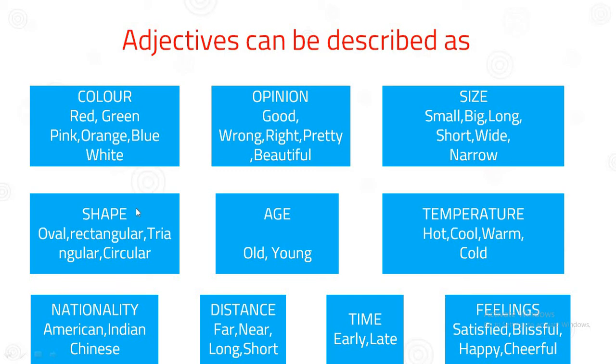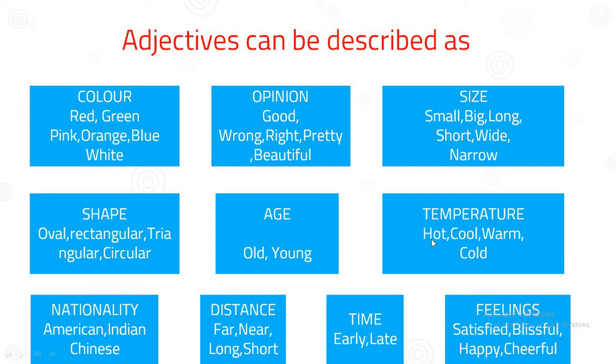Another parameter to write down the adjective is in terms of shape: oval, rectangular, triangular and circular. It's an oval shaped room. It's a rectangular table. It's a circular building. So in terms of shape also we have described a noun. Age: he is a young man. He is an old man. So in terms of young and old, in terms of age also we describe a person.